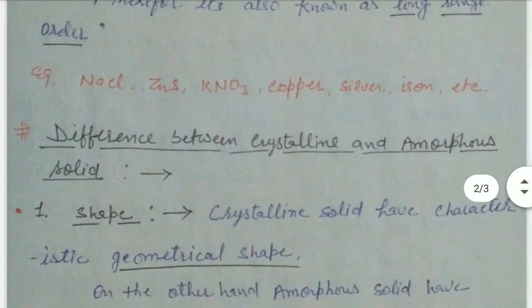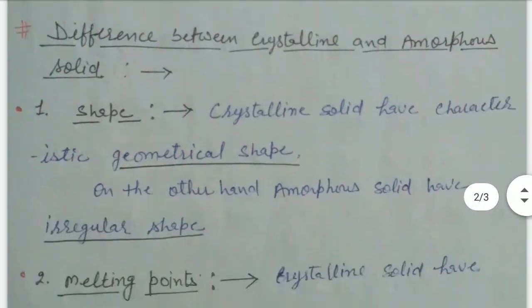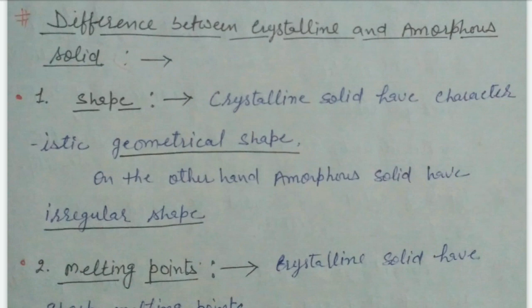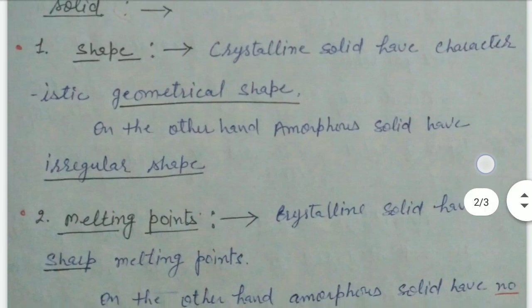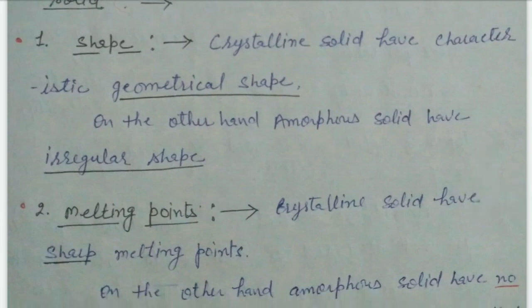Now, what is the difference between crystalline solid and amorphous solid? So first, we distinguish between the shape of the crystalline solid and amorphous solid. Crystalline solid has a characteristic geometrical shape. This is because these are arranged in a regular pattern. On the other hand, amorphous solid has an irregular shape. It means these are randomly arranged. Randomly means not a regular pattern.